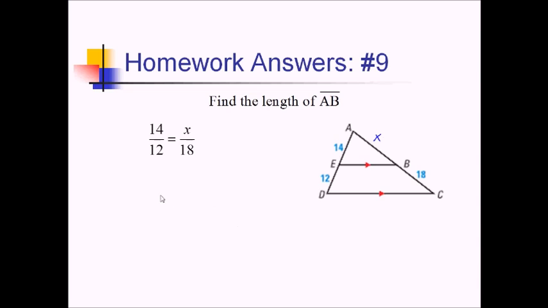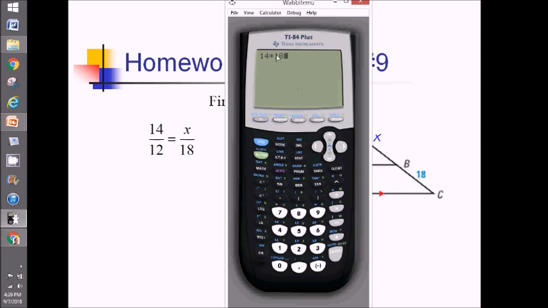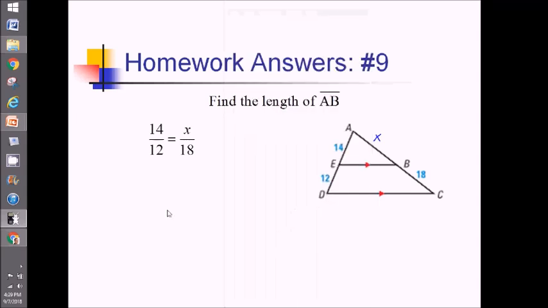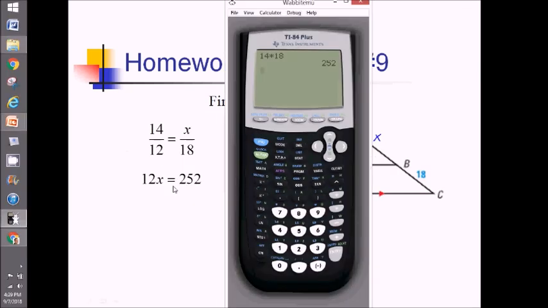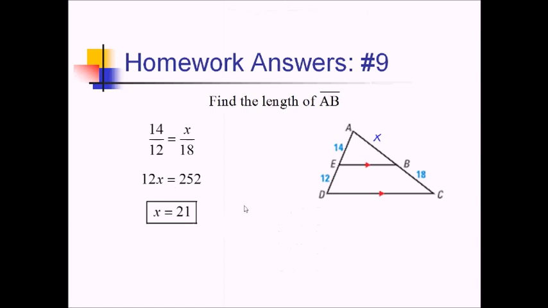Cross multiplying, we got 12x and whatever 14 times 18 is. So doing that on the calculator, that comes out to 252. And then dividing 252 by 12, that will give me, survey says, 21. All right, we'll take the calculator's word for it on this one. So x equals 21. Now, if you just check your answer here, 21 to 18, that reduces, if you made it a fraction, to 7 over 6, just like 14 over 12.